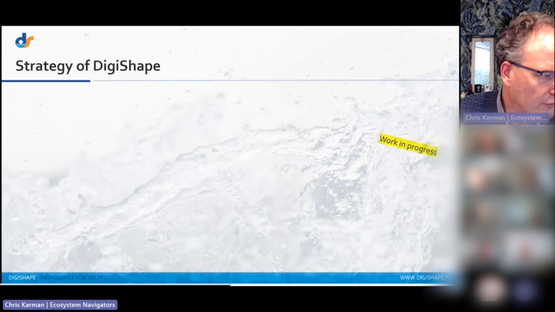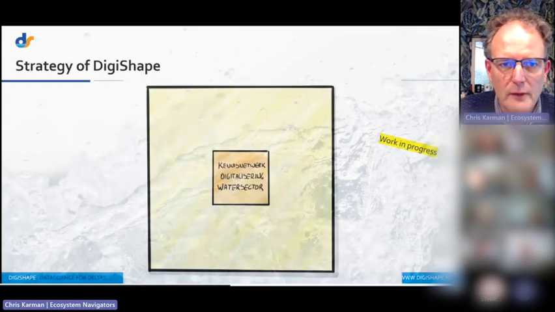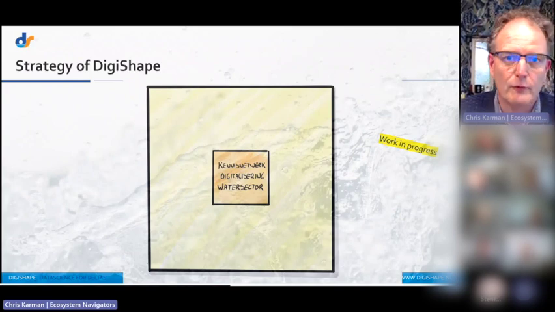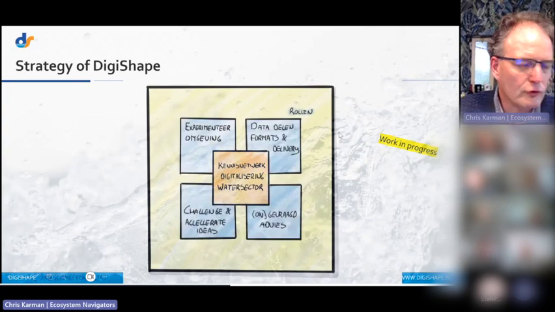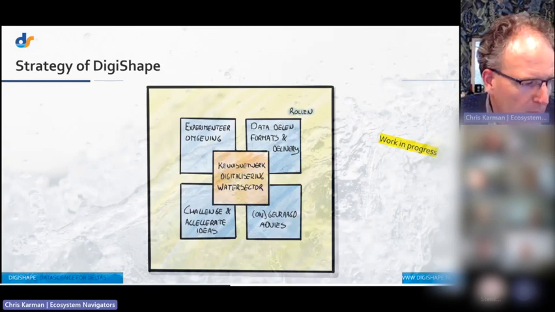A couple of slides about the strategy. At the core, we are a network. Maybe not only a knowledge network, but a network of people, of organizations, but mainly of people. Organizations don't work together. People work together. And we have different roles. We provide an area for experimenting.